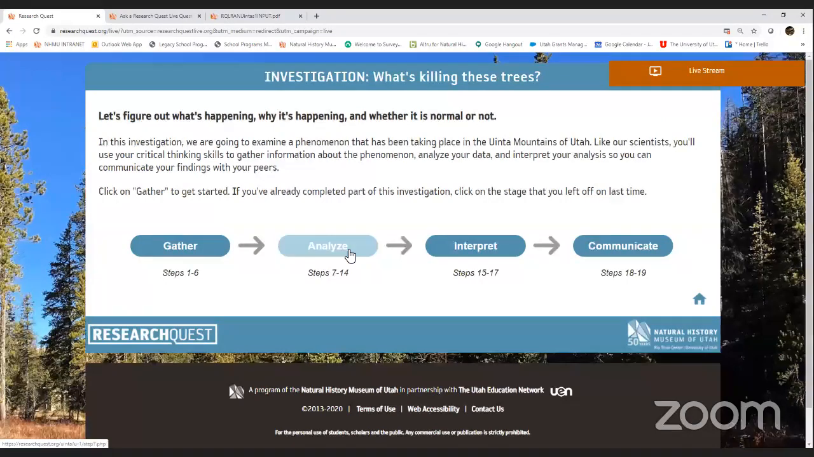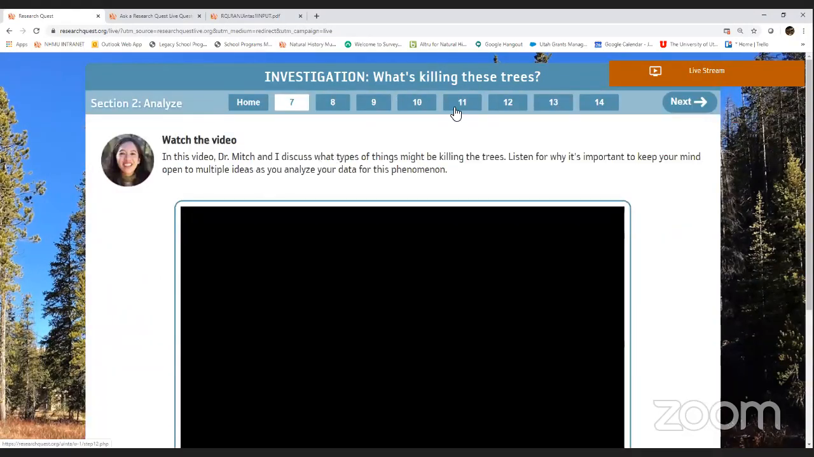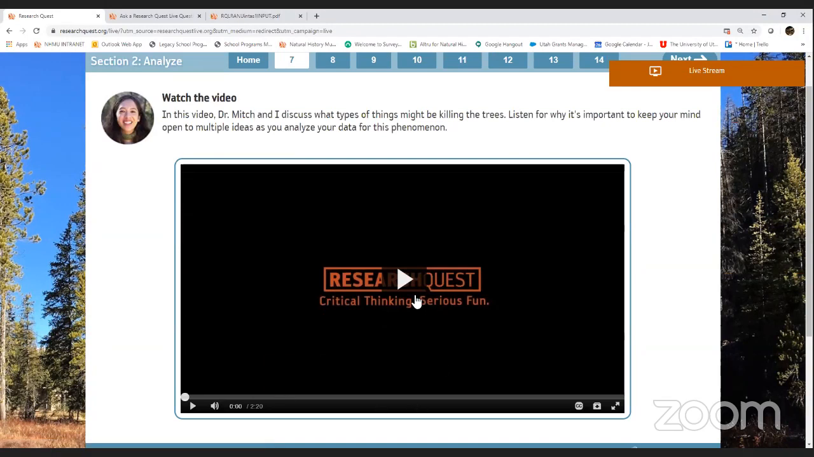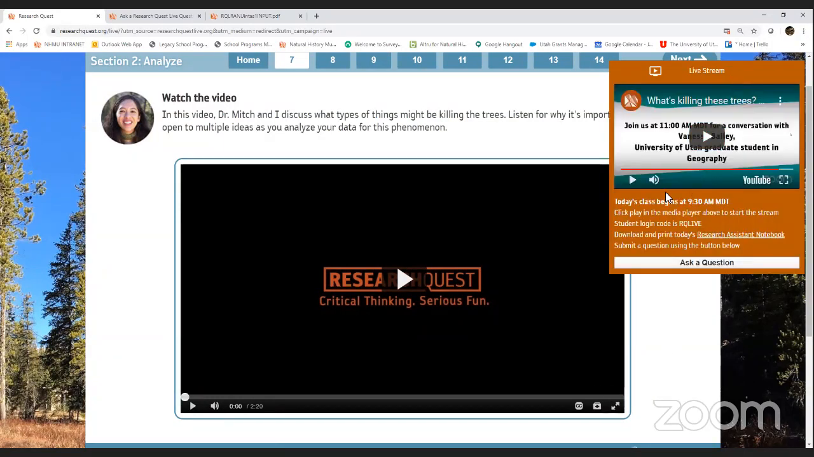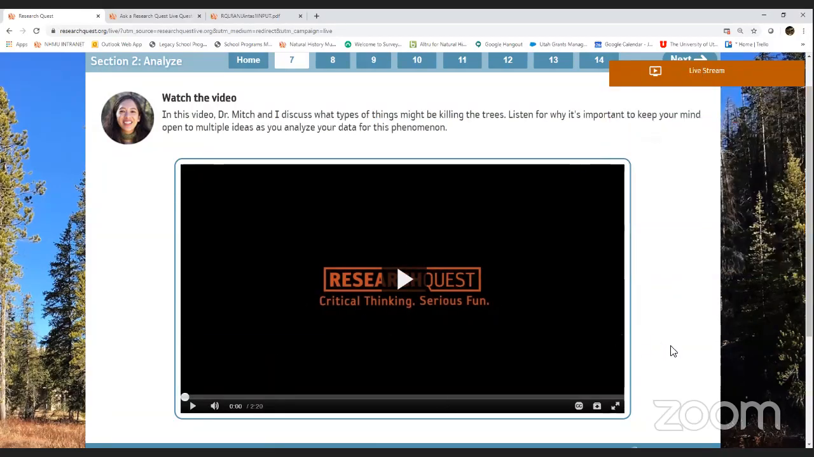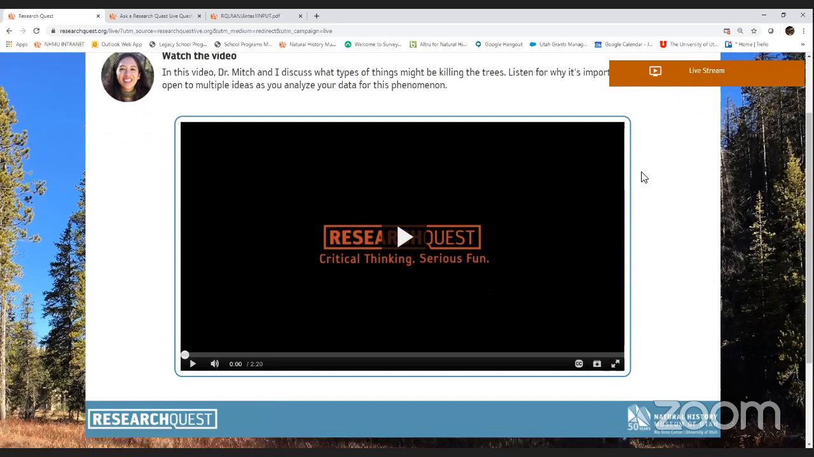So today we're working on what's killing these trees. We're going to start here around step 11. For those of you that might just be joining us today, let's do a quick recap of what we did yesterday. So I'm going to show video 7 and start there. Again, if you want, you can watch the video with me, or you can pause my viewer if you'd prefer to watch it on your own screen if you have any issues with my volume.